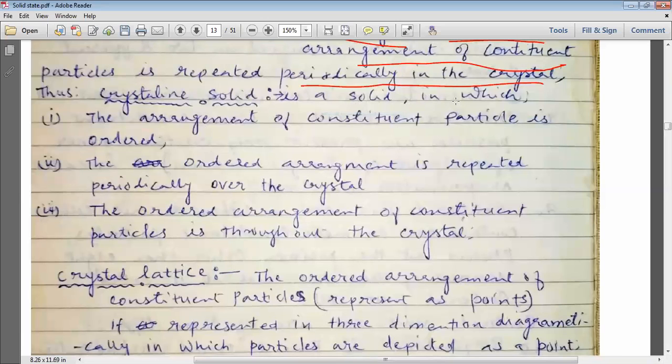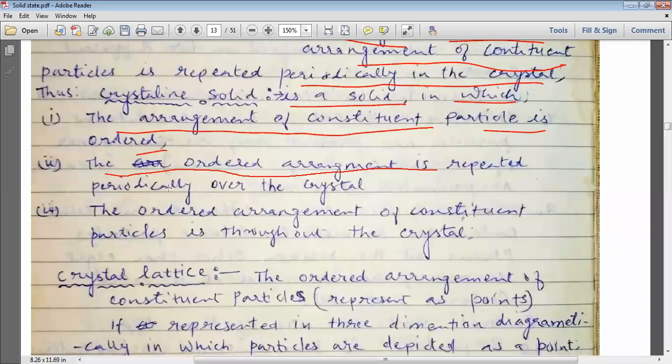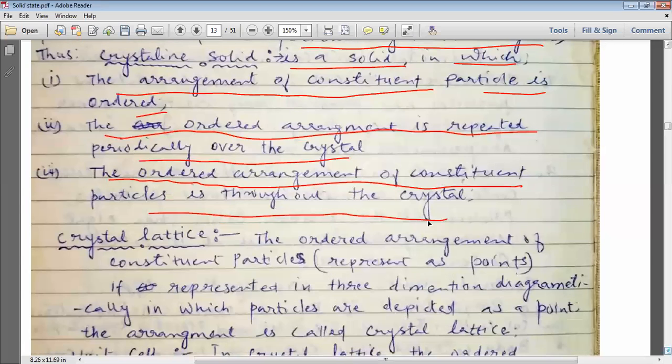A crystalline solid is a solid in which the arrangement of constituent particles is ordered. All the particles are arranged in a proper order. The ordered arrangement is repeated periodically and is present throughout the crystal. That means in each and every corner and each and every part of the solid, you can have this ordered arrangement.